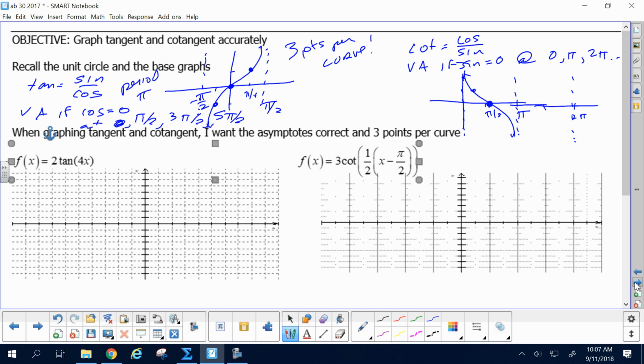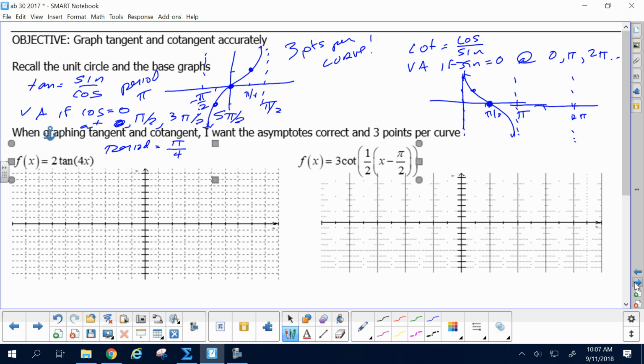Now then, say we do a tangent curve that's got changes. 2 tangent of 4x. Let's start with the period. The period is now, instead of pi, pi divided by 4, or pi over 4. Never mind, why would I reduce pi over 4? That's what it is. Okay?